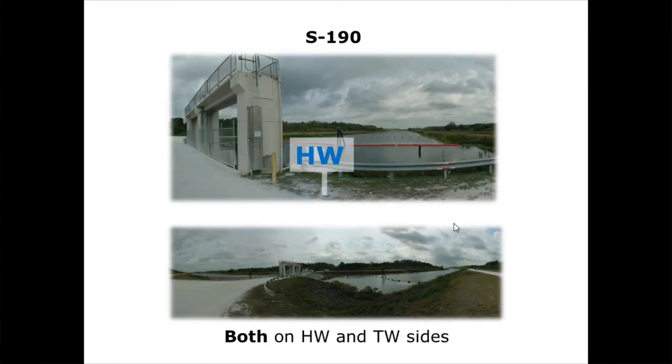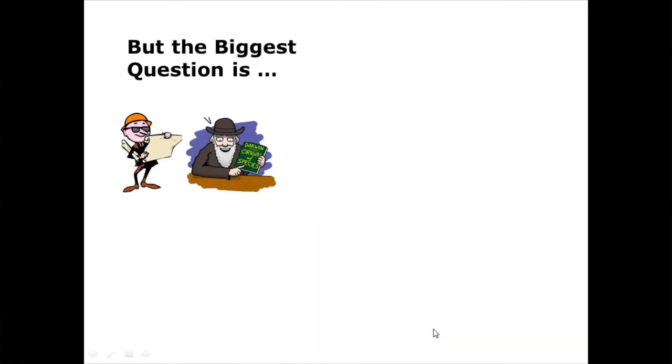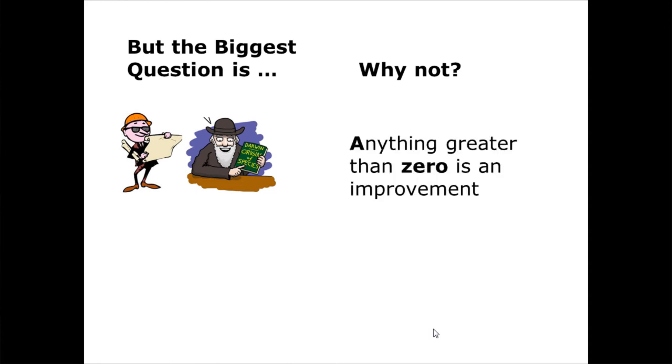And here's a look at the S190 headwater and tailwater side. But I think the biggest question in front of us is, why are we maintaining the status quo? Why don't we take a trial and error approach and make a release? Because anything greater than 0 is an improvement over what we've had with our status quo, which is based on an assumption, the canal bypassing private property land, which is no longer the case anymore. We have all that land in conservation status. How do we add that restoration value to it as well?